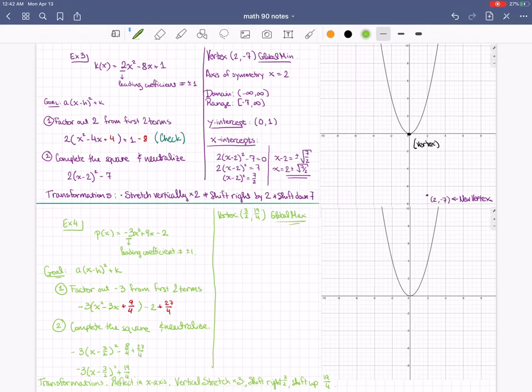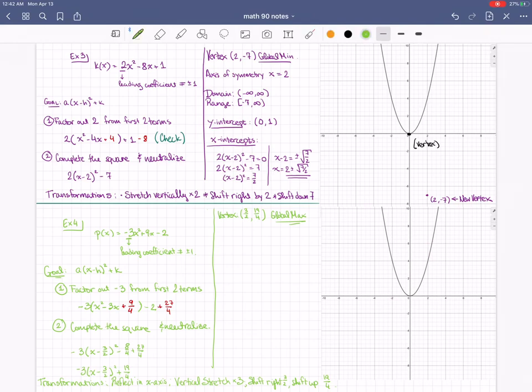So in other words, since the vertex is about here, the parabola looks something like this. So there are still 2 x-intercepts because the vertex sits at the top of the parabola. So something like this. This is a very rough sketch. It's actually narrower than that.